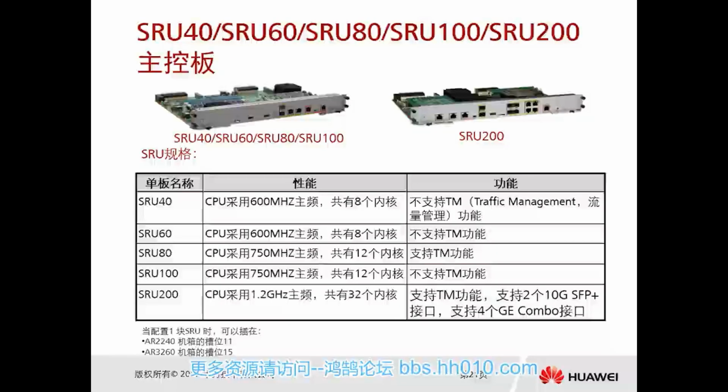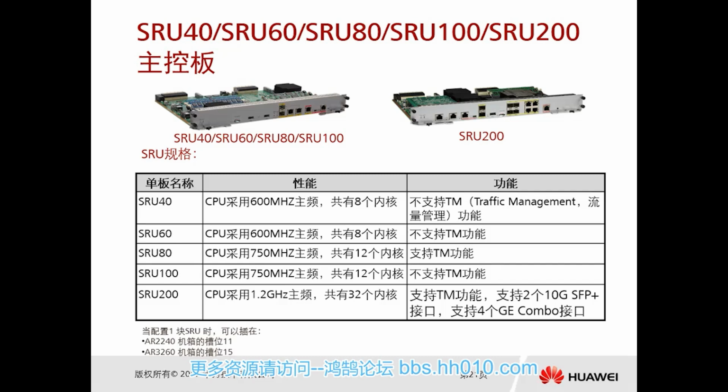The main control board here lists many models, with parameters like SRU 40, 60, 80, 100, 200, and so on. So actually, the main control boards have a unique difference. Everyone please take a look. It must be the clock frequency performance. Certainly, the performance of CPUs varies, which results in different main control boards.